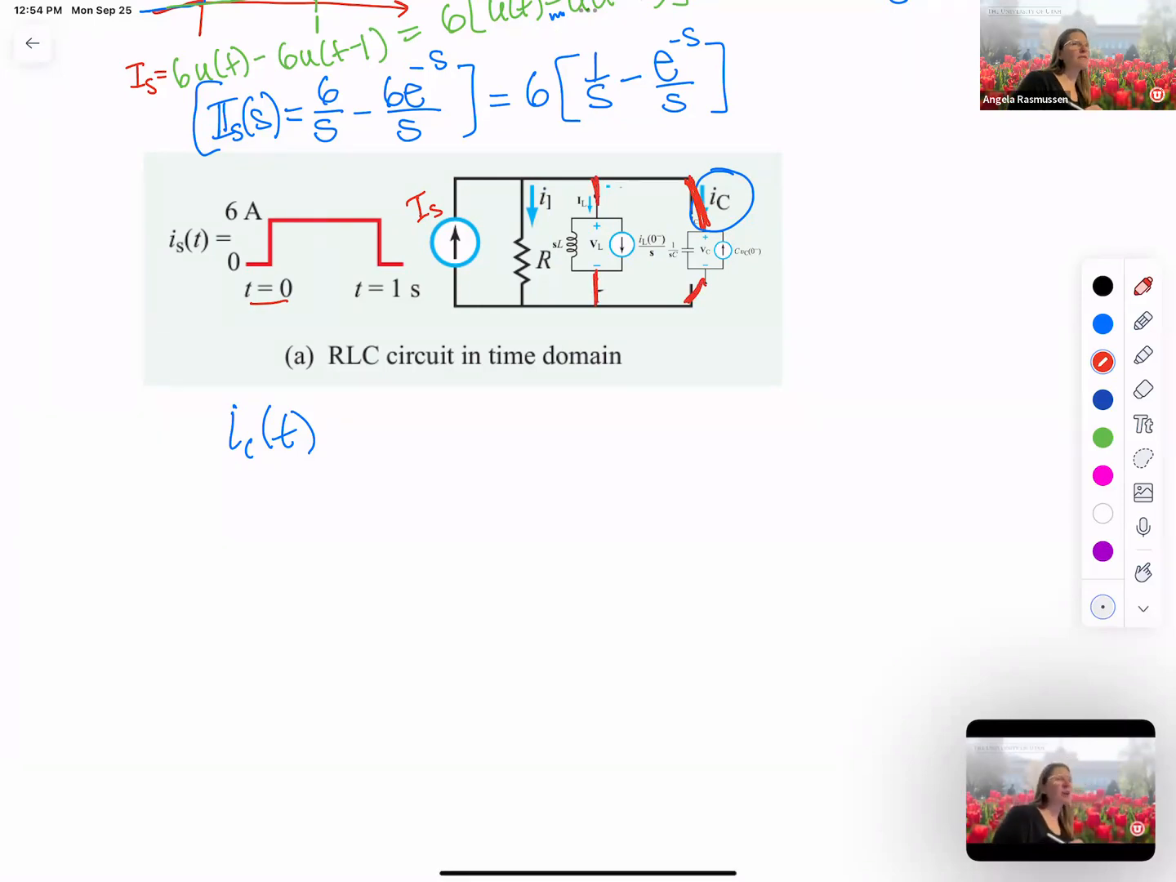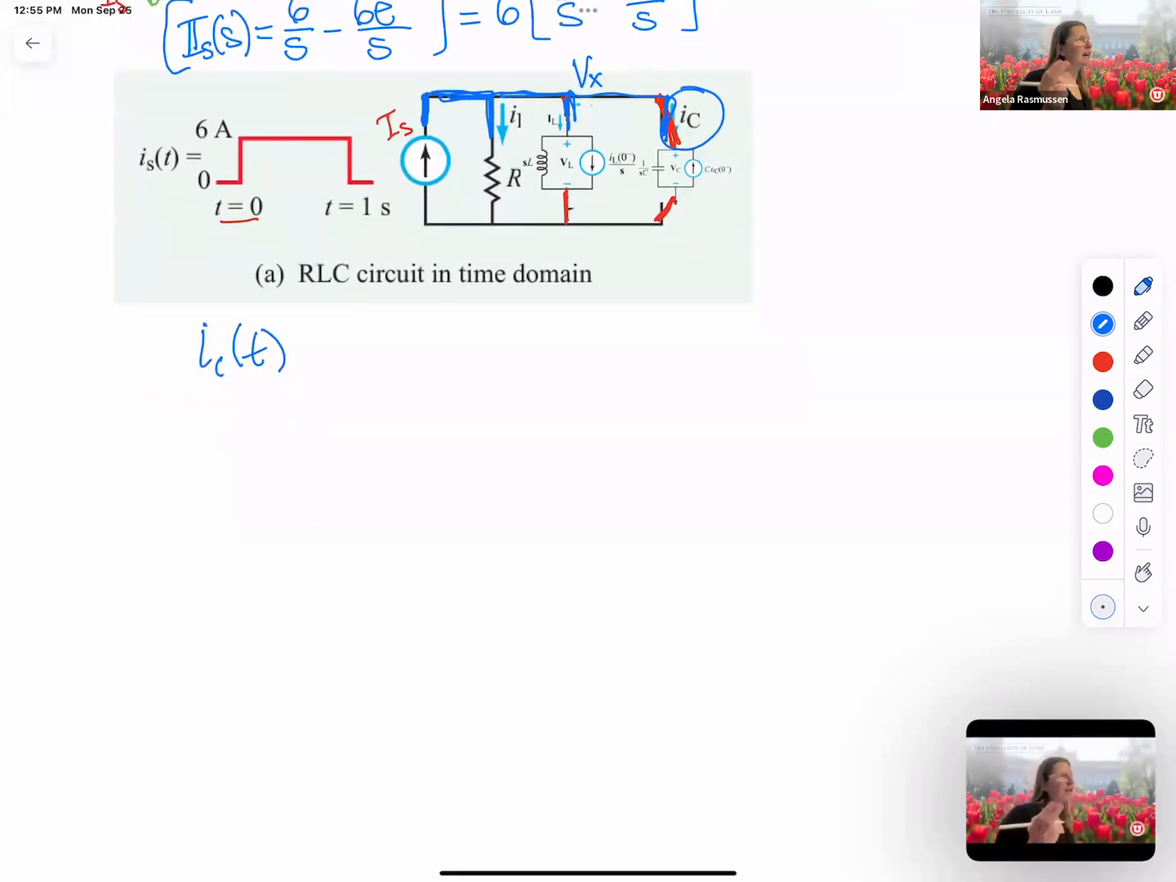So depending on what I want to find, I can find IL if I want, I can find I1 if I want, just depending on whatever I want to find. I like to do node voltage, as you guys know, so I would do node voltage here. Before I do node voltage, I'm just going to call that Vx. It's probably easier to find IL of 0 minus and VC of 0 minus. Now, what is 0 minus in this case when I don't have a switch going on?